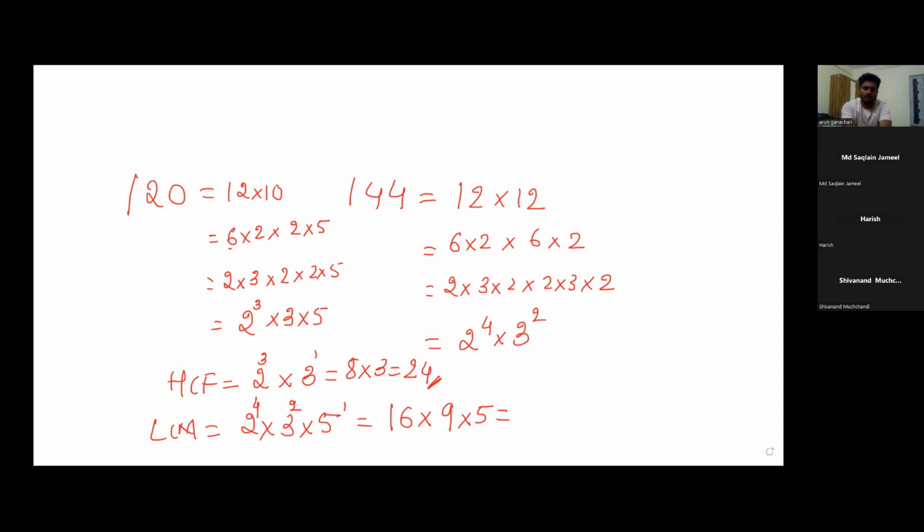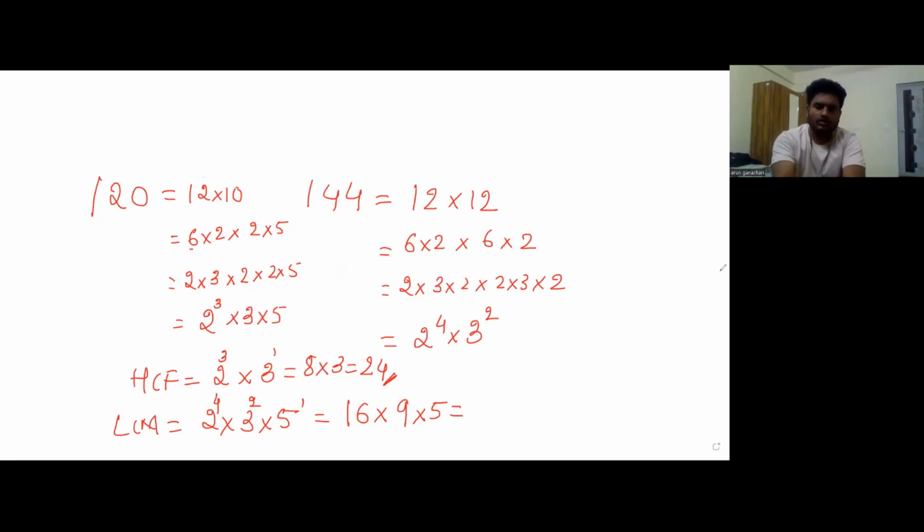What is 16 into 9 into 5? First, we have to pair up the even numbers. What are the even numbers? 16 and 5 are the even numbers. So what is 16 5s are? 16 5s are 80, and 80 into 9 is 720. First, use your 5s. You have to pair it with even numbers always. That will improve your calculation part.